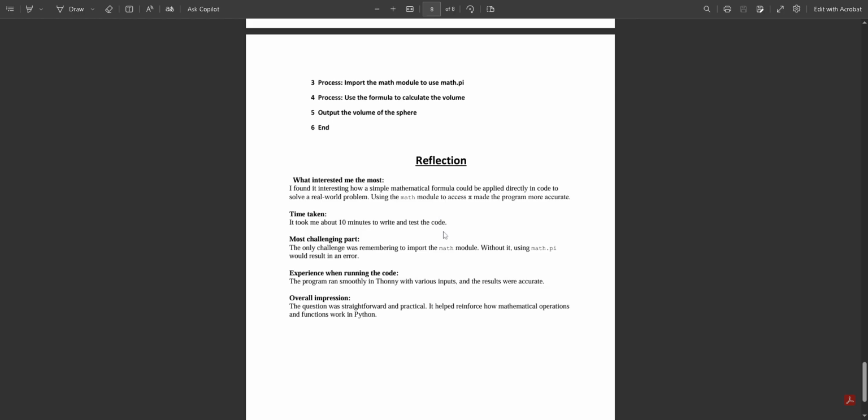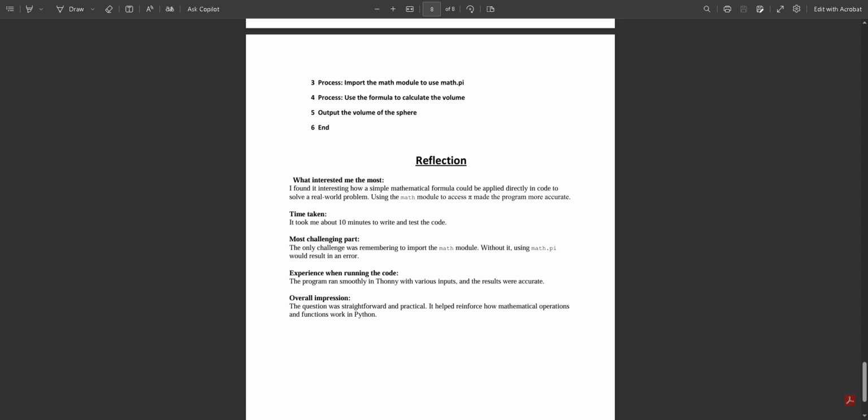It took me about 10 minutes because I used the math library, and of course it was more efficient and easy to catch errors. The only challenge was remembering to import the math module. Without it, using math.pi would result in an error. The program ran smoothly in returning the user's input. Of course, I tested it.